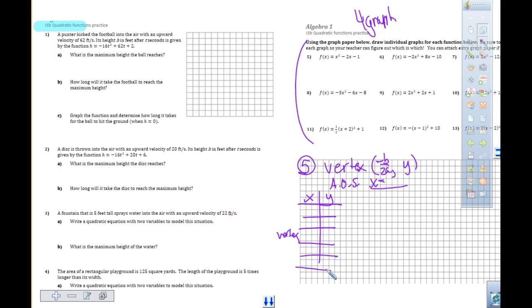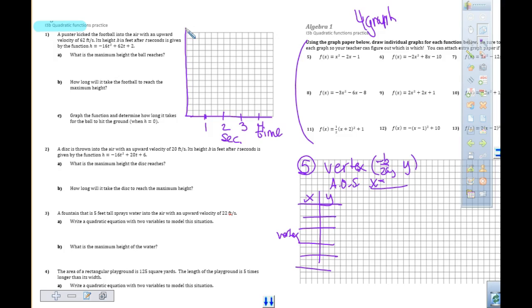The negative 16, that's the force of gravity. I want you to put on this graph time, and I want you to go like 3 out is going to be 1 second, 2 seconds, 3, 4 seconds. So this is our time in seconds. Okay? We're going up, and we don't know our highest yet that we need to get to.